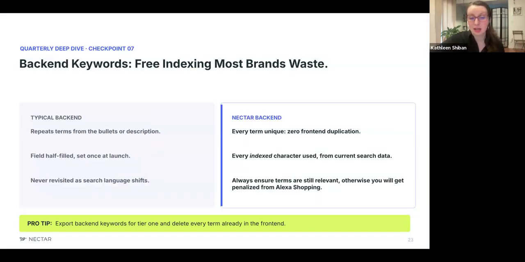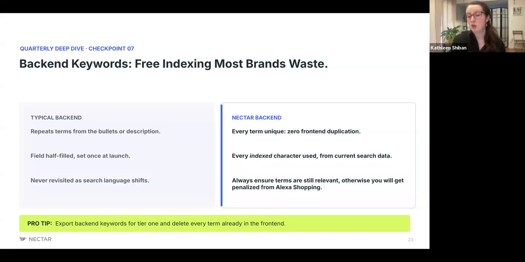And then we have our backend keywords. And here, typically what we see people missing out on in this space is they're repeating what was in the front end into the back end of the keywords. They're also maybe leaving it blank altogether. Even on your lower tiered products, it's really important that you fill this out for indexing and organic ranking so that you're really maximizing organic here.